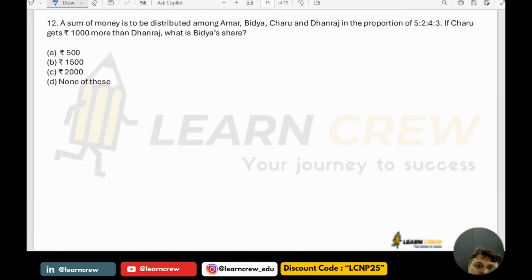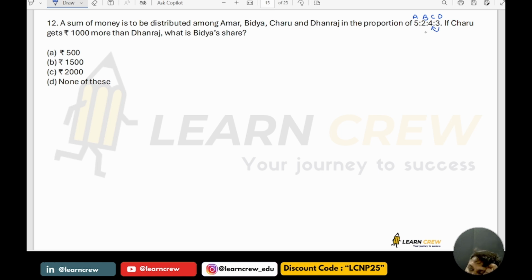Next, a sum of money is to be distributed among A, B, C, D in the proportion of 5:2:4:3. If C gets 1000 rupees more than D, then what is B's share? So this is A's share, this is B's share, this is C's share, this is D's share. C gets 1 part more than D. Yes or no?